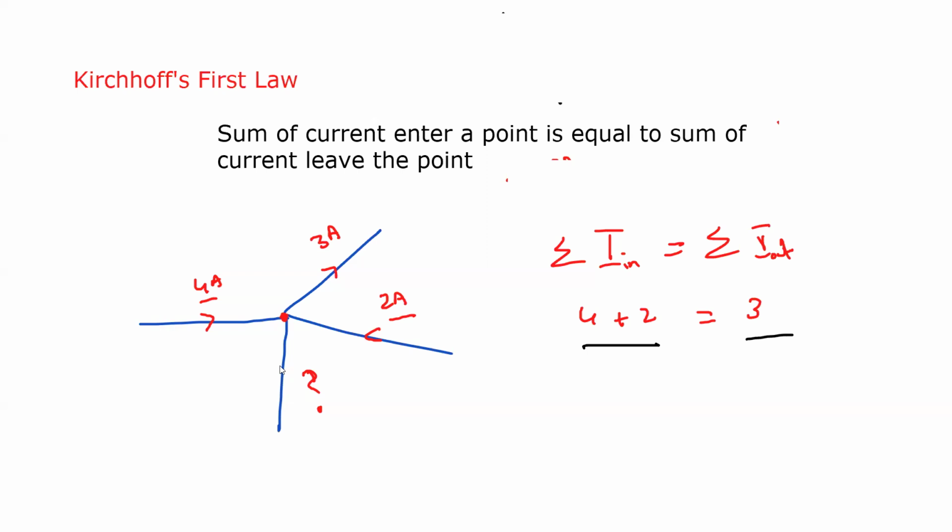So what should be the direction here? Is it in or out? Because the total should be balanced. 6 is on the left, so there must be 6 on the right. It means there must be 3 ampere which is going out. So 3 ampere of the current will go out from this intersection of the wire. Is it clear, Kirchhoff's first law? Any doubt in this?